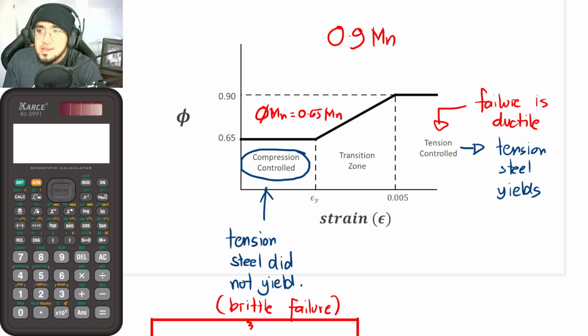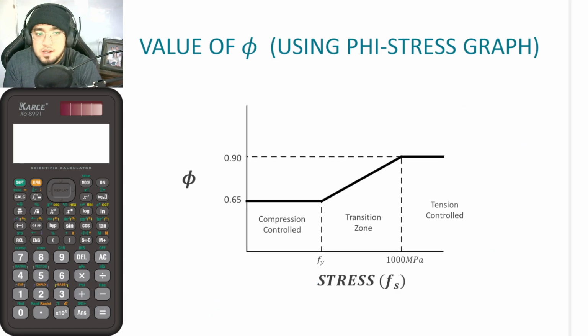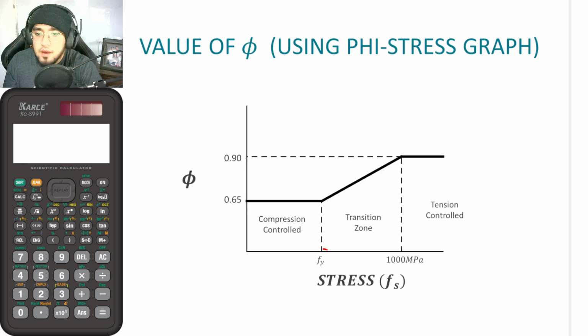Okay, so as you can see here, our graph is now dependent upon the strain. So for strain y, if you can remember, strain is equal to stress divided by modulus of elasticity. So when we say strain y, this is equal to Fy over E. Meaning, guys, if we multiply the values here at the bottom by 200,000, we can also make use of this graph. So instead of solving for the strain y and 0.005 as the strain, you can also make use of Fy as your basis.